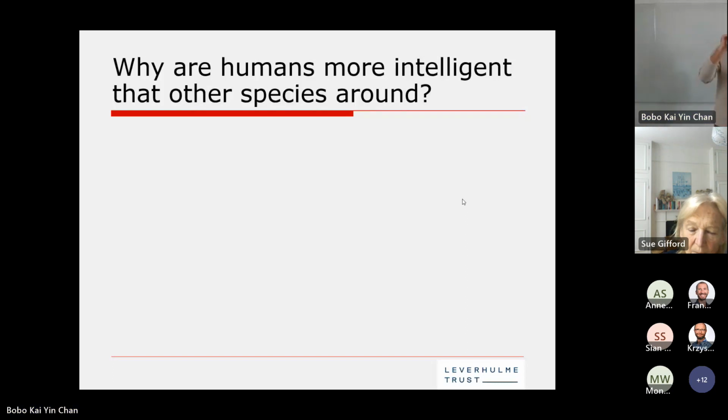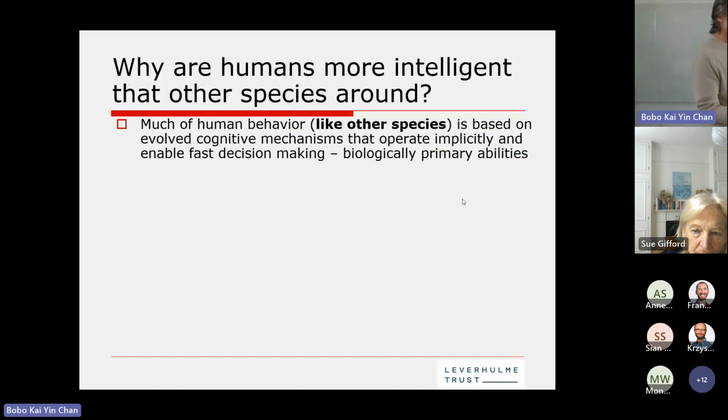So, again, speaking about the role of working memory in a more global evolutionary perspective: why are we more intelligent, or why do we treat ourselves as more intelligent than other species around? Most of our behavior, in fact, like most other species, is based on what we called in the previous lecture primary knowledge. These are evolved mechanisms that operate implicitly, without really conscious processing, and enable fast decision making, that kind of biologically primary abilities. So a lot of the things that we do in life are based on those types of abilities.